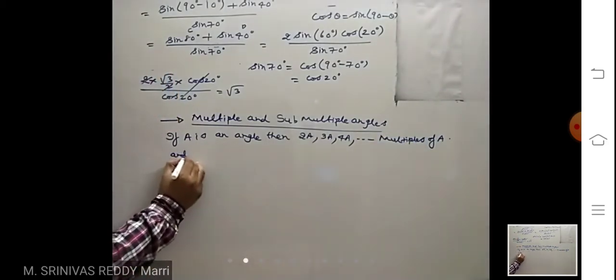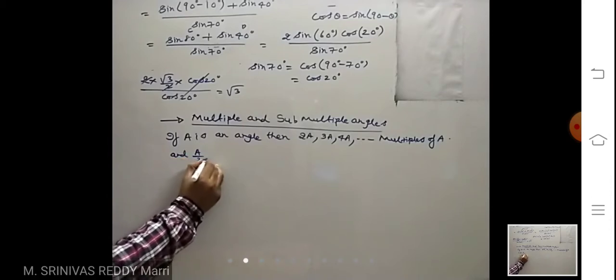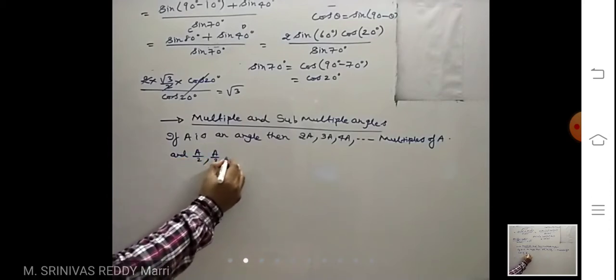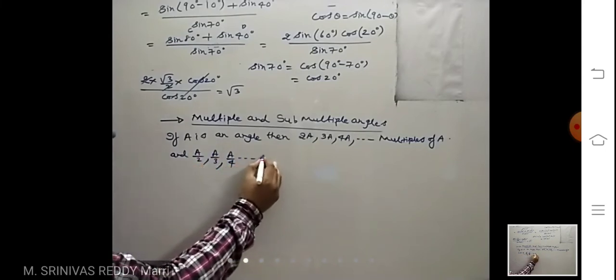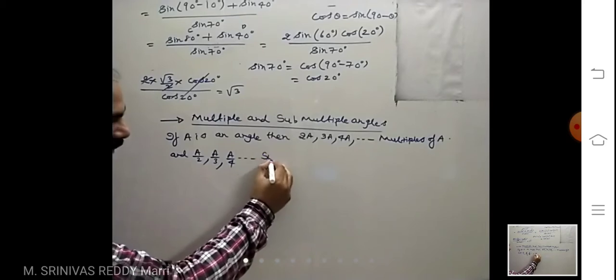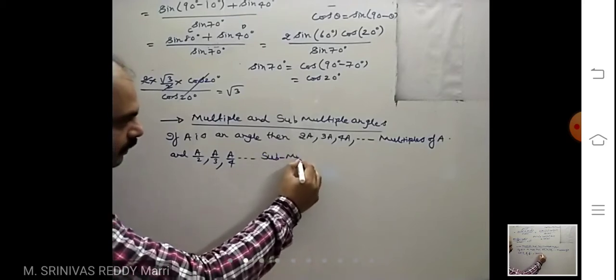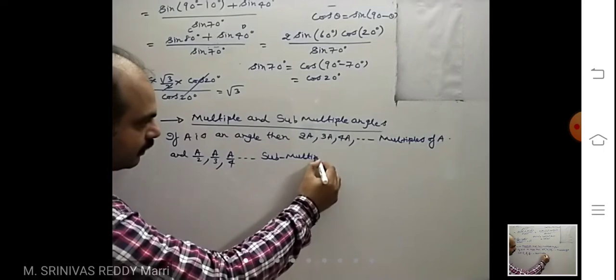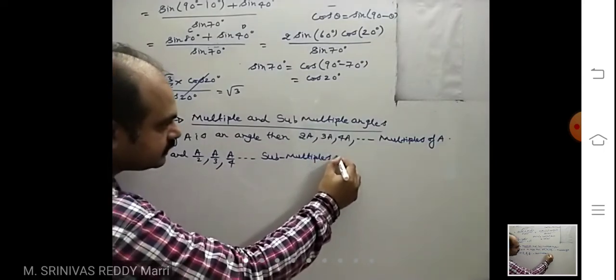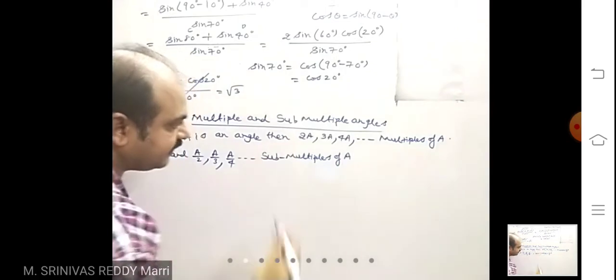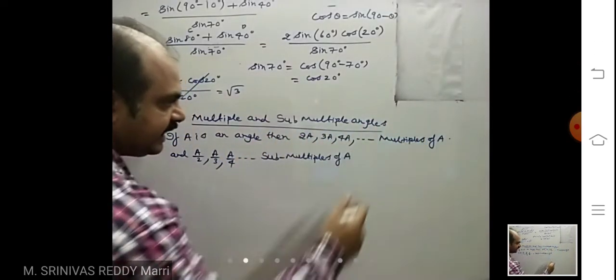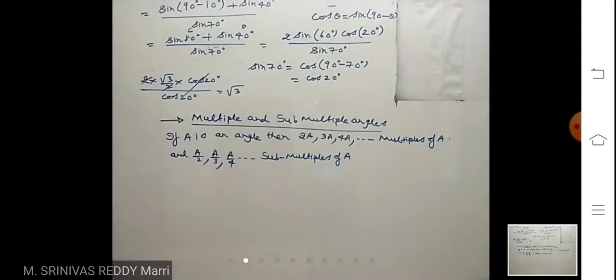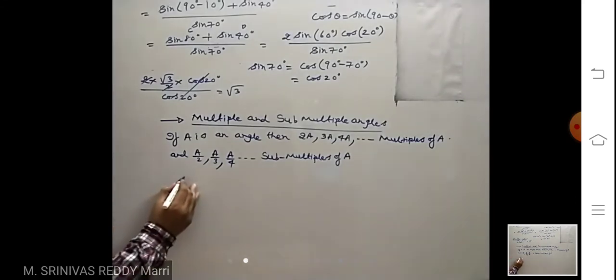And A by 2, A by 3, A by 4. This 2, 3, 4 will be in the denominator like that. Submultiples of A. So this 2A, 3A are called multiples of A, and A by 2, A by 3, A by 4 are called submultiples of A.